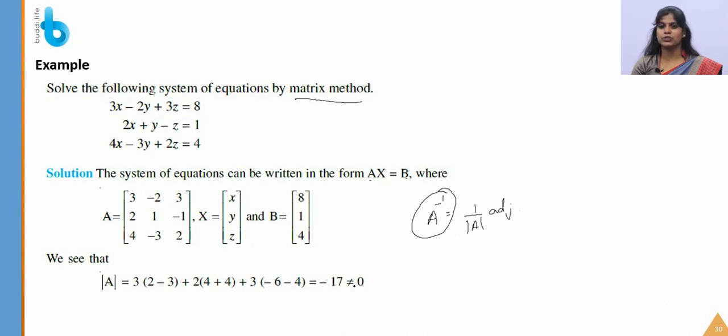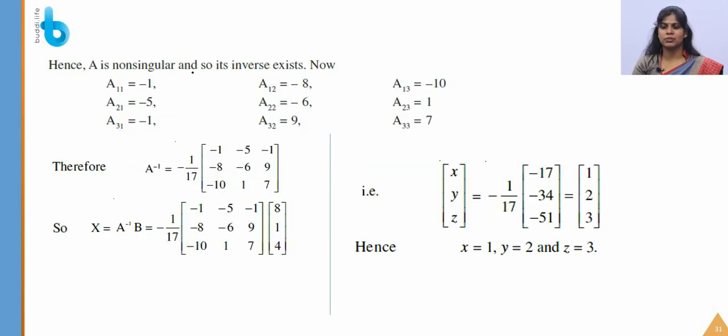Determinant of A is not equal to 0. Therefore, it is a non-singular matrix, therefore the inverse exists. That's what is given here: A is a non-singular matrix and so the inverse exists. Now, how to find the inverse? It is 1 by determinant of A into adjoint of A. For finding the adjoint of A, you should find all the cofactors and write its transpose. So the elements in the first column will be written as the first row, second column as the second row, third column as the third row.